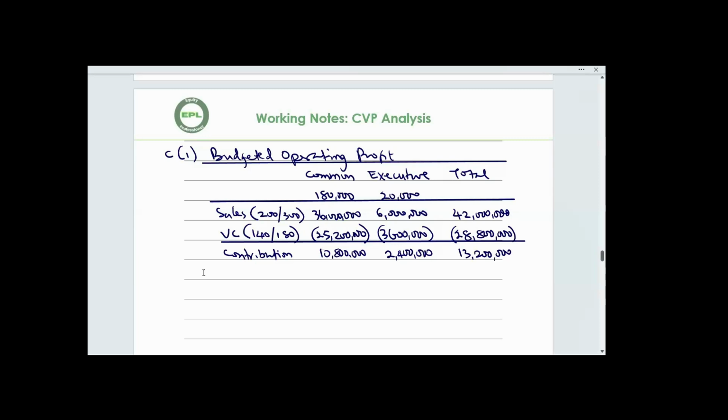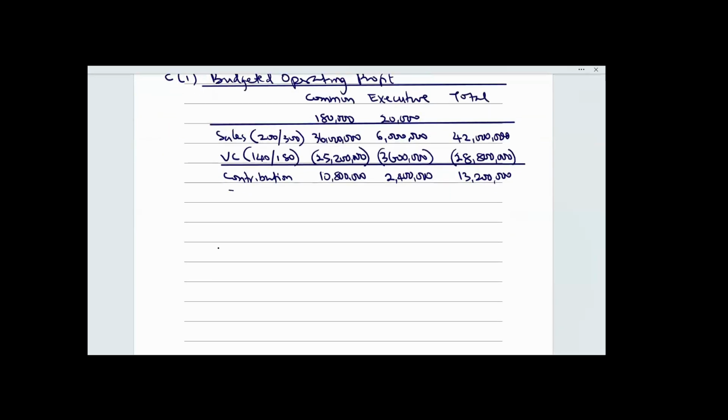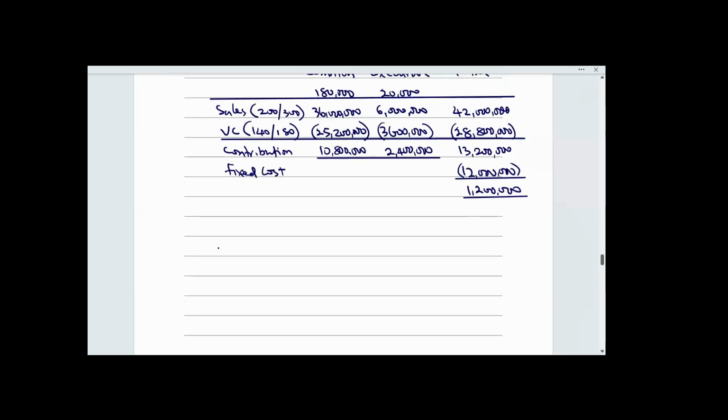Then you less fixed cost. Fixed cost for the company as a whole is 12 million naira. You are not expected to apportion it, just less. Then our profit, the revised profit is 1.2 million. That's it. Okay, this is profit.